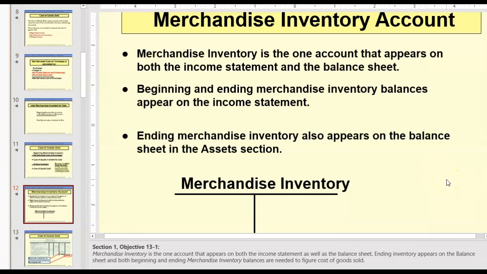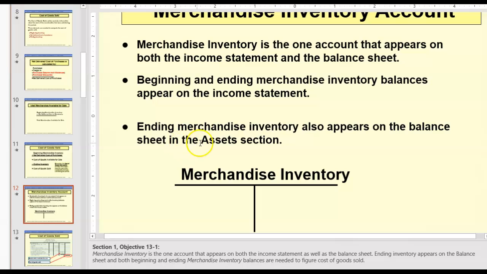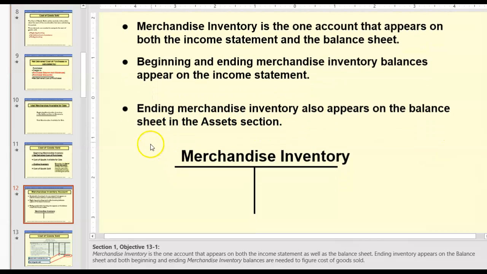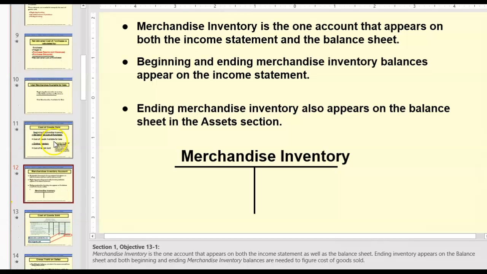Okay, your merchandise inventory account is an account that appears on the income statement and the balance sheet. Beginning and ending merchandise inventory balances appear on the income statement. And the ending merchandise inventory also appears on the balance sheet in the asset section. So you're going to see what that looks like.